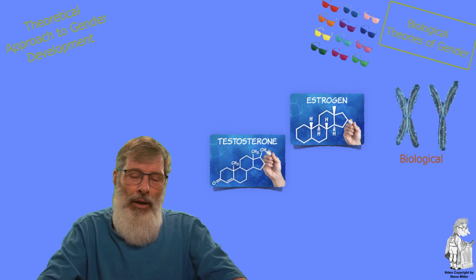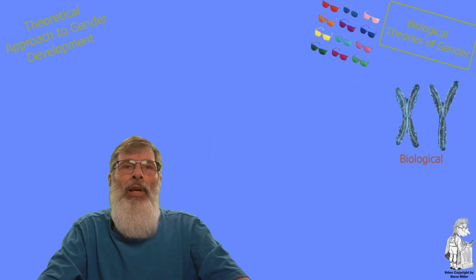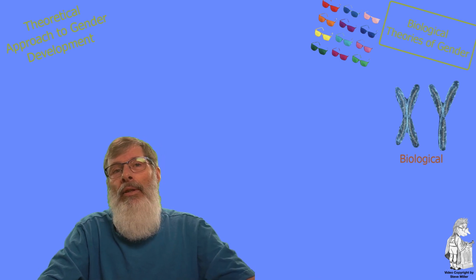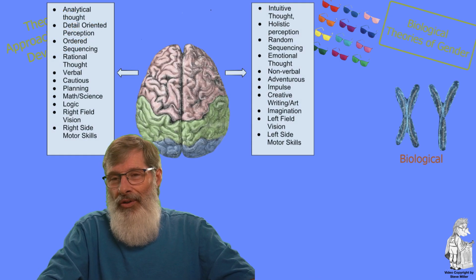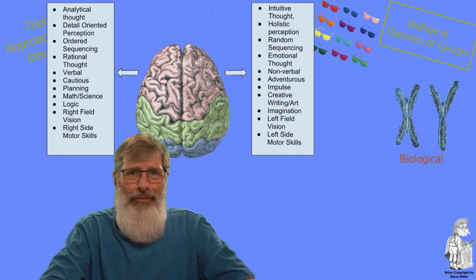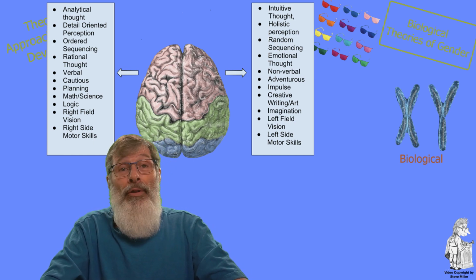Now, the third part of the biological ones is looking at the differences in brain structure. Each sex specializes in one side of the brain. Doesn't mean it only uses one side of the brain, but it specializes. So while research has shown that women and men use both sides, the left and the right lobes of the brain, the sexes tend to specialize using different lobes.